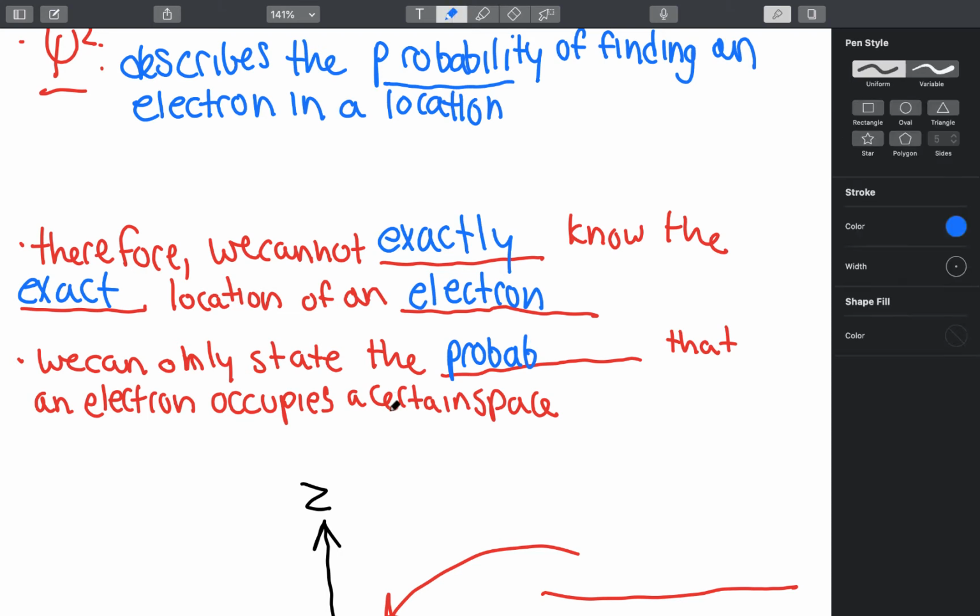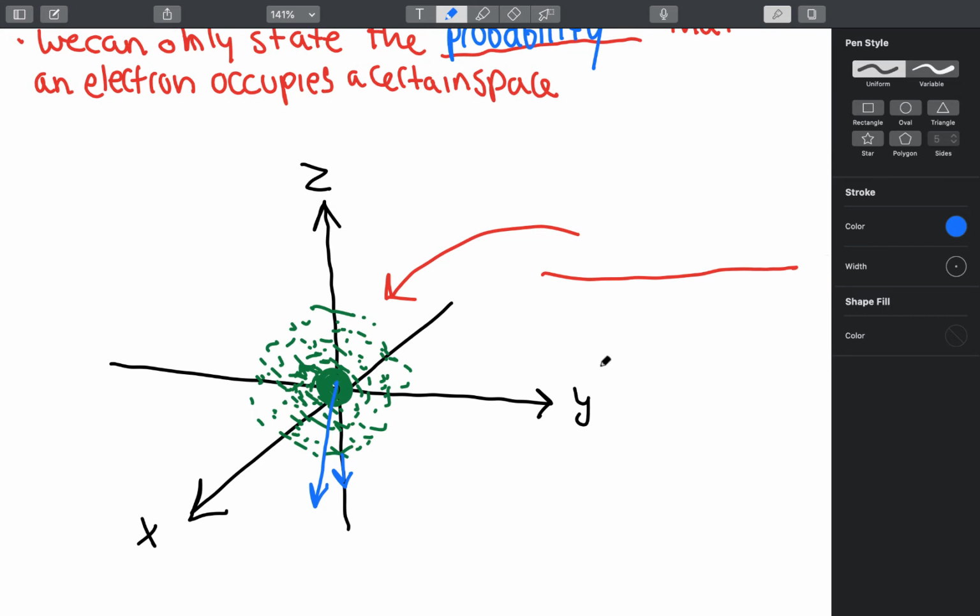So we can only state the probability that an electron occupies a certain space. This is why we say atoms are surrounded by a cloud of electrons. So what do I mean whenever I say a cloud of electrons? Well, because we can only describe the probability of an electron being in a certain place, we can only map out probability densities.